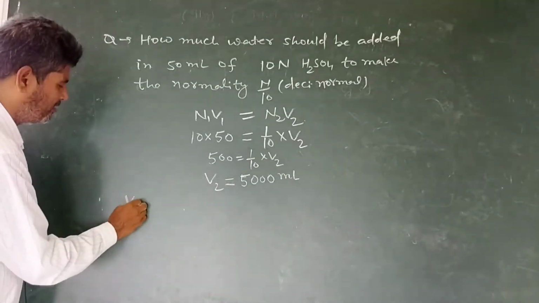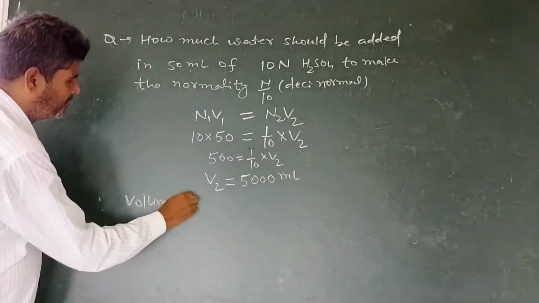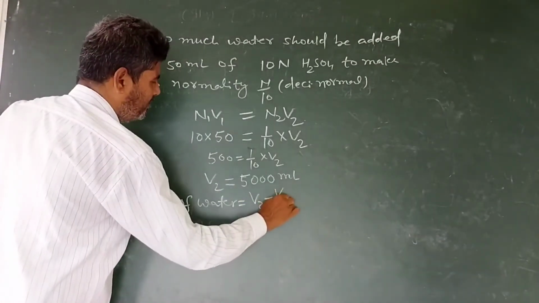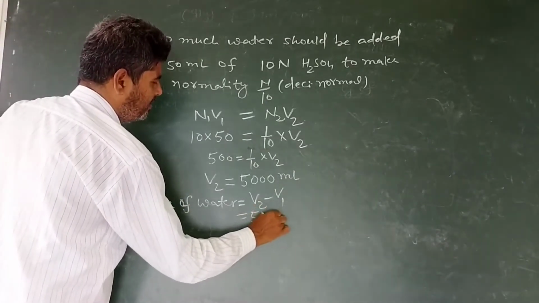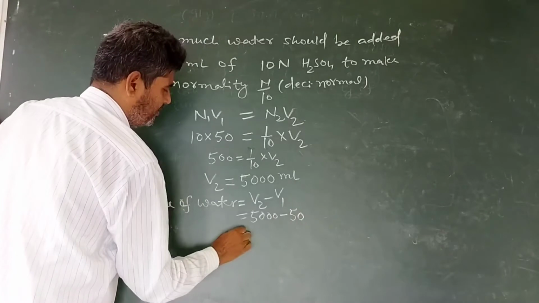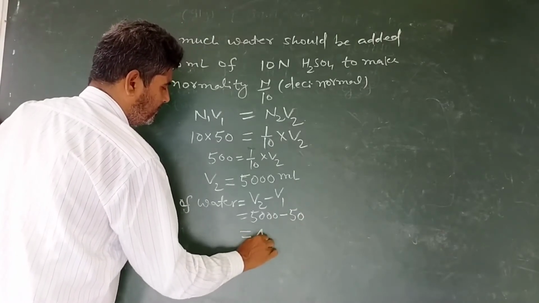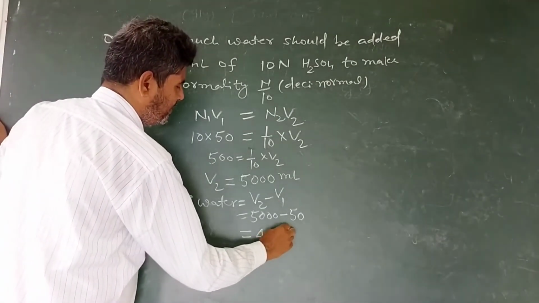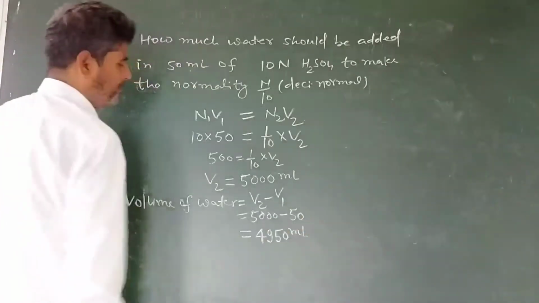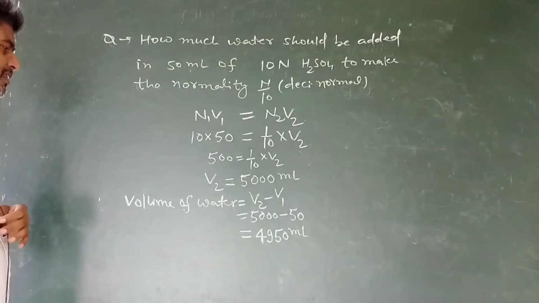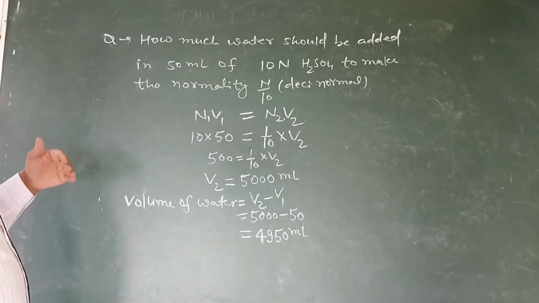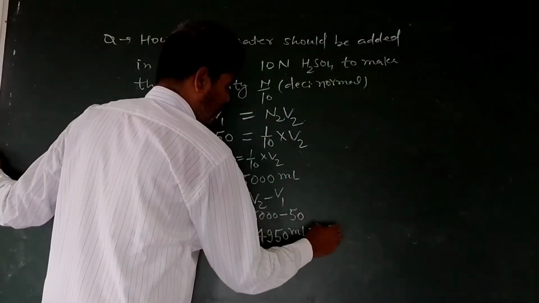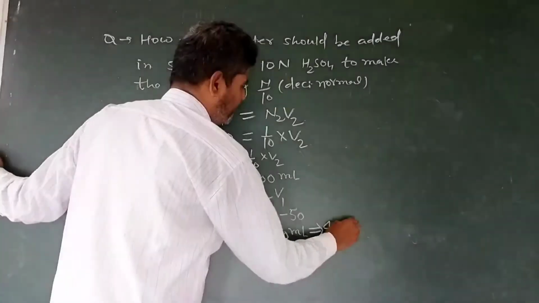The volume of water is equal to V2 minus V1. 5000 minus 50. This will be equal to 4950 milliliter, or 4.95 liter. It may also be written as 4.95 liter.